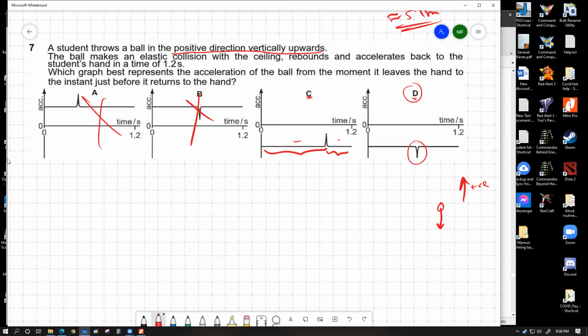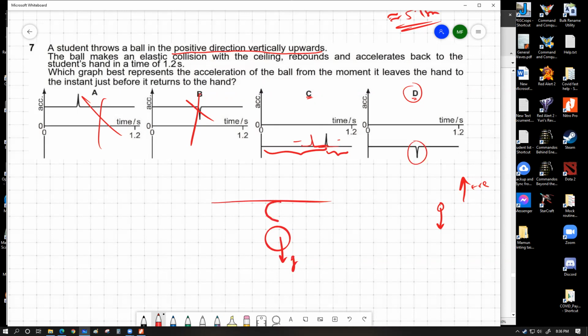I mean, what if the question had this one in the middle, in the center, and this one at the middle at the downwards? Then which one should you choose? Here's the deal. Try to understand. Let's say this is the ceiling. Before the ball hits the ceiling, it experiences a downward acceleration of g.